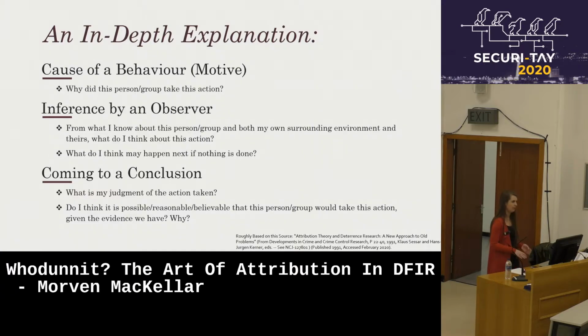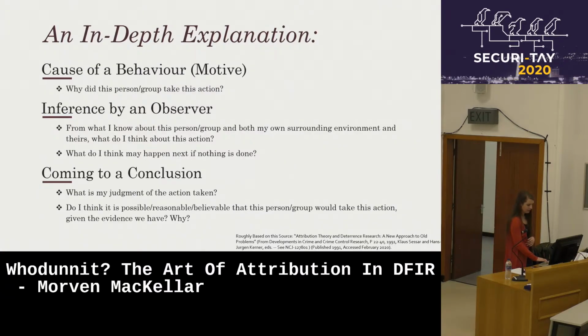So the more in-depth look at this is, if we dig into the theory surrounding the concept of attribution, we can break it down into three main components. This is roughly based on a paper called Attribution Theory and Deterrence Research, written in 1991 by Klaus Cesar and Hans-Jürgen Kerner. To me, these are things I'm thinking about when I see individual actions in a case, but also at the end of the case, when you have all the information in front of you, you can use this to iterate through when you have the bigger picture of exactly what's happened.